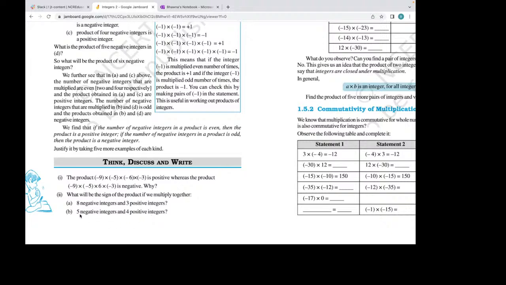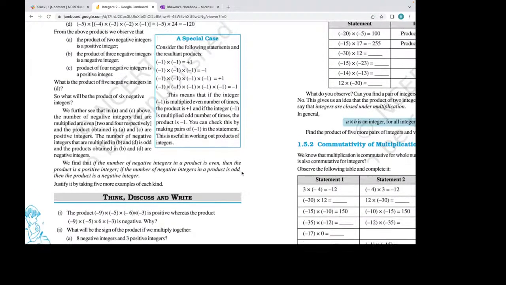We need to think about the negative ones. So here 5 negative integers. 5 is an odd number, so that is why this will give you a negative integer. Then this will give you a negative integer, this will give you a positive integer, so together you are going to have a positive and a negative, and a positive and a negative makes a negative integer. So together this B part will give you a negative integer.